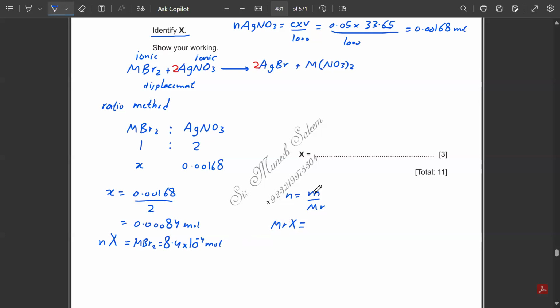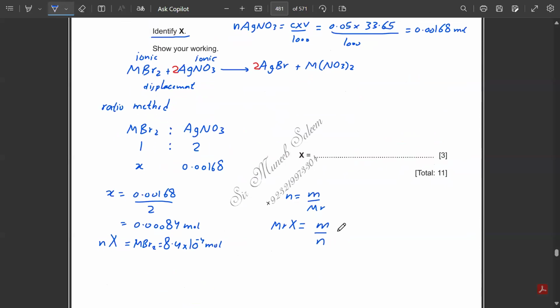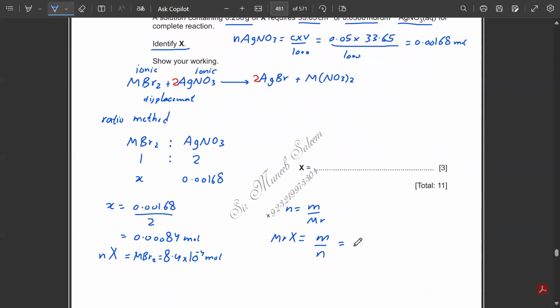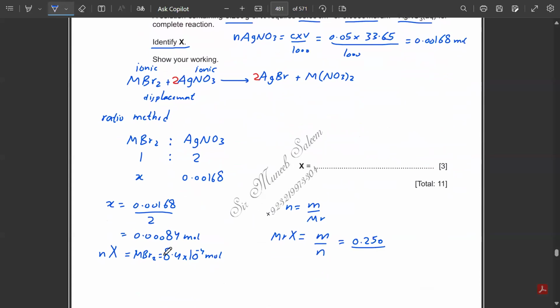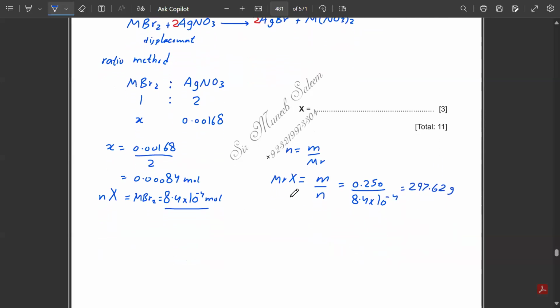So number of moles is mass over Mr. So molecular mass of X will become mass over number of moles. Now the mass value is already provided in the question, which is 0.250 gram. And moles are calculated from here, 8.4 into 10 raised to the power minus 4. So it will give you 297.62 gram. Now that's the Mr value of X. So Mr of X, which is equal to Mr of the metal bromide, is equal to 297.62 gram.